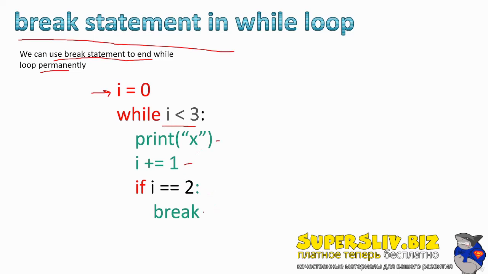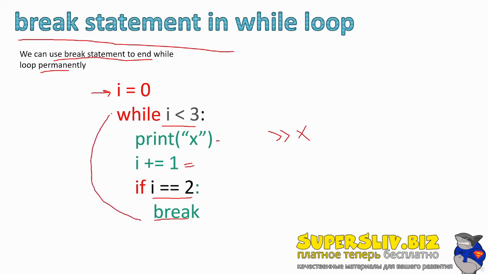Now let us see how this code is going to work. First i is equal to 0, so it is less than 3. So the condition is true. So it will run the contents of the while loop. First it will print x. Then it will add 1 to i. Now i is equal to 1. But i is not equal to 2. It is still 1, so the break statement will not work.